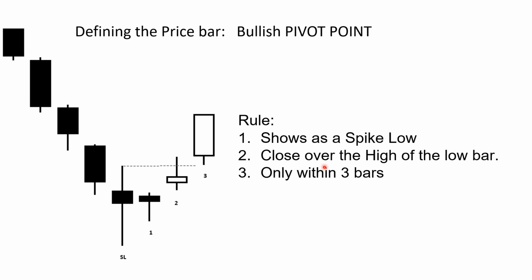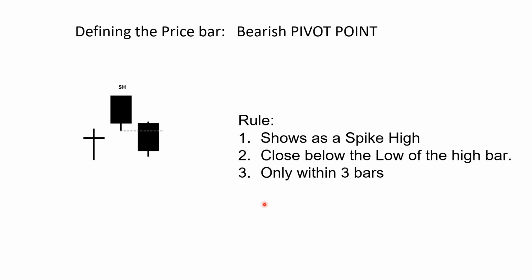And then we said that a pivot can form within, we'll give it 3 bars. A pivot can form within 3 bars. So it shows as a spike low, so that's our low with the higher low either side, defines our spike low. And 1 bar, 2 bars, 3 bars, if we get a close over this high, it can be defined as a pivot point. If it goes out to 4, 5, and 6 bars without a close over there, then it's something else going on.